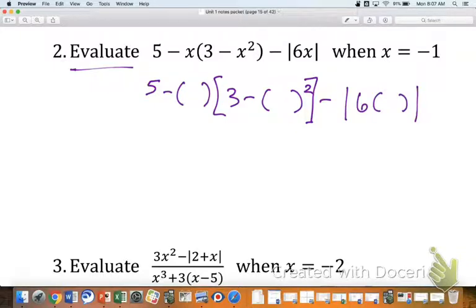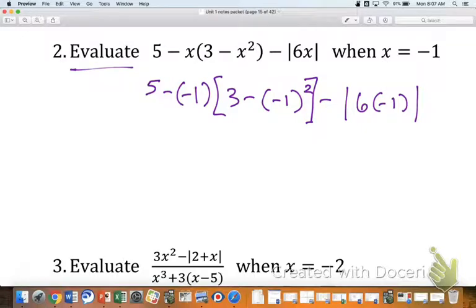So again, just look at what I've done there. Anytime I saw a variable, I've replaced it with an empty set of parentheses. And once I've replaced it with an empty set of parentheses, I'm then going to take that -1, which I know is x, and I'm going to put it in there. So -1 goes here, here, and there. That empty parentheses is a really important step.